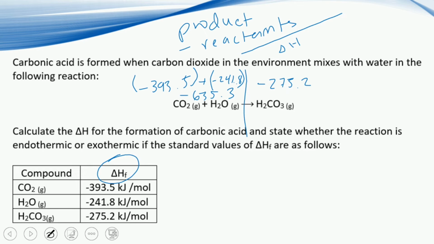But that is obviously not our last final answer because we are being asked for the change in the delta. So we would have to do products minus the reactants. So the product is negative 275.2 minus negative 635.3.